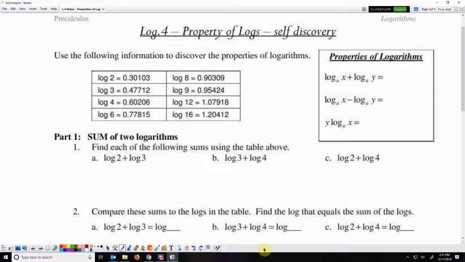Hey guys, today we're going to talk about some properties of logarithms, and we're really only going to go over some highlights from this set of notes here.